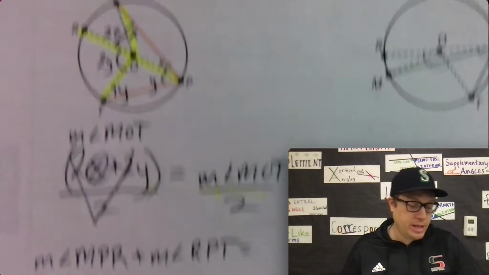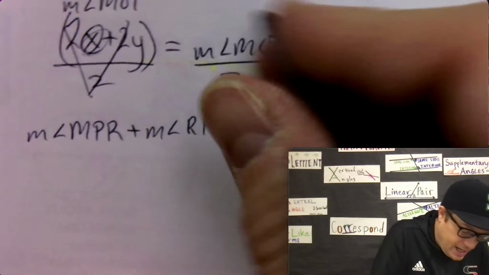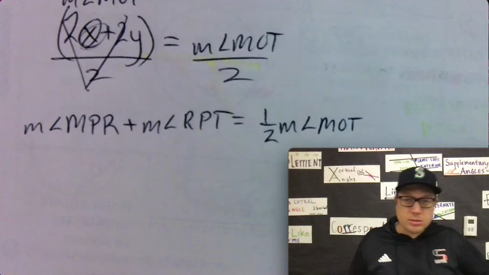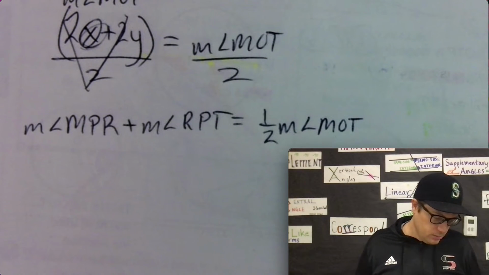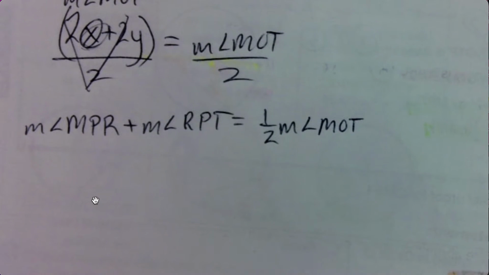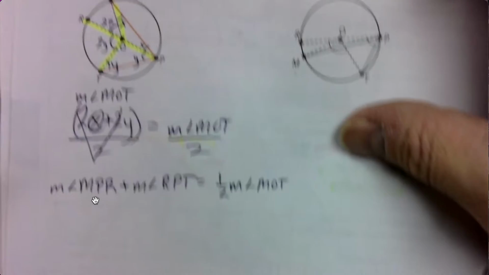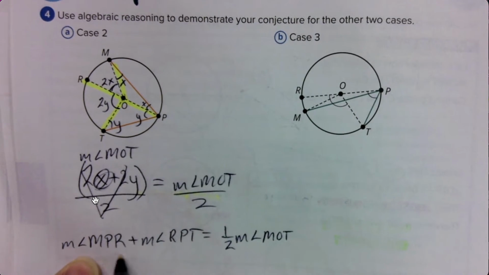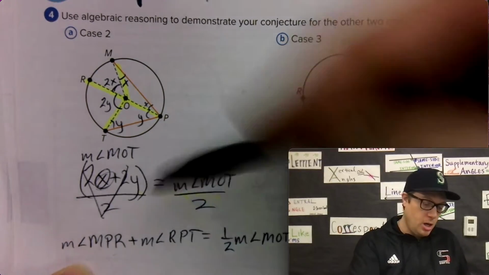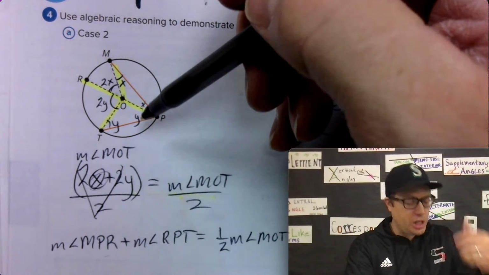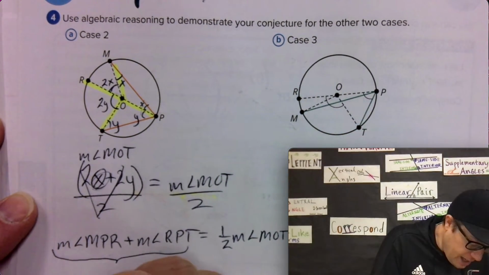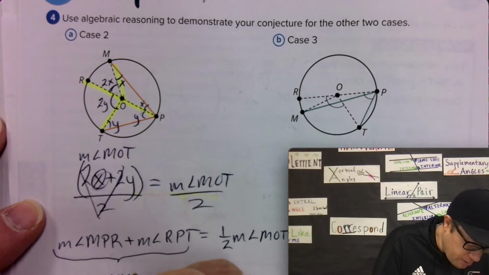So therefore, what that means is that 1/2 of the measure of angle MOT is there. Oh, check this out. Let's go back and look at the diagram. Look at the diagram here, right? In the diagram, angle MPR and angle RPT, those two angles are added together through angle addition, and they make this bigger one, MPT. So these two together are being added to make the measure of angle MPT.